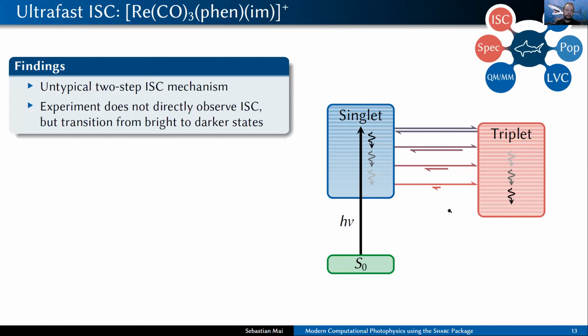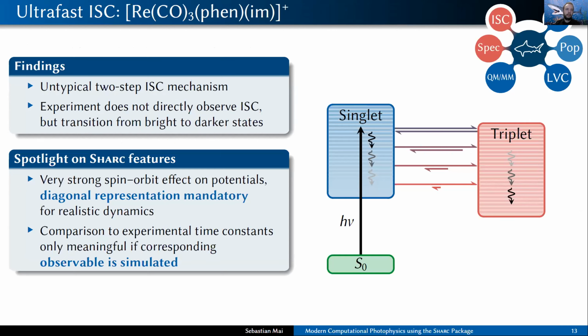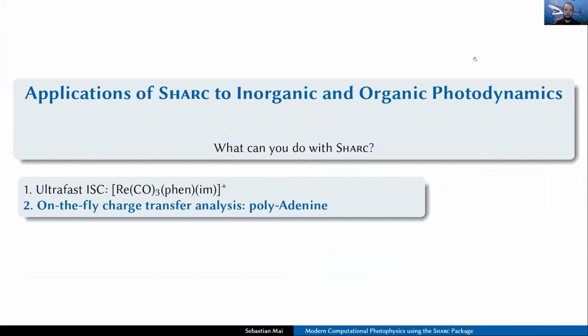We have this atypical two-step intersystem crossing mechanism, and this experiment, which doesn't measure intersystem crossing, but the transition from brighter to darker states. Here, the two main SHARC features that we were using were this ultra-fast intersystem crossing that is directly built into the SHARC method, and on the other hand, the possibility to simulate time-dependent spectra.